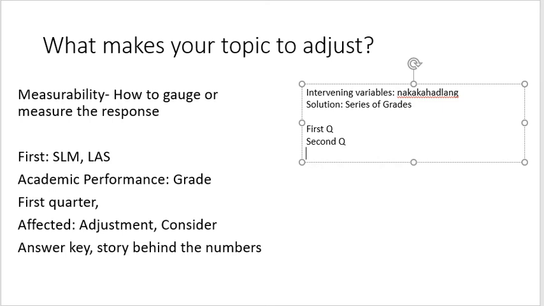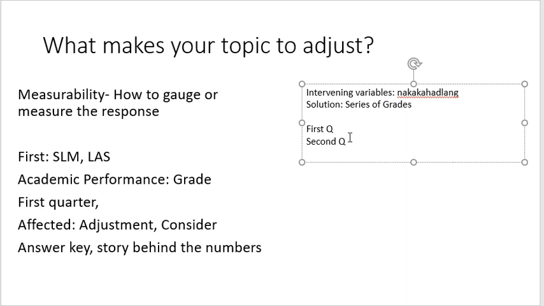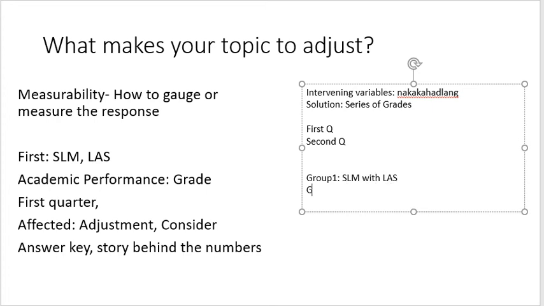So we have to look into the adjustment of our topic. So how about this one? Academic performance of students utilizing SLM with LAS versus SLM without LAS. So kung titingnan natin, ang mangyayari dito, meron tayong group of students, group 1, na gumagamit ng SLM with LAS. Same with another group or section na may SLM but without LAS.